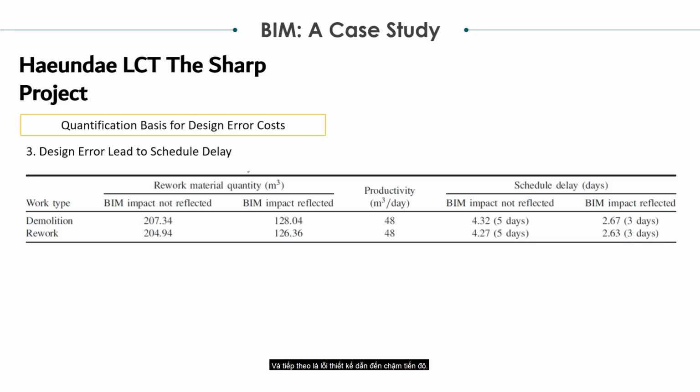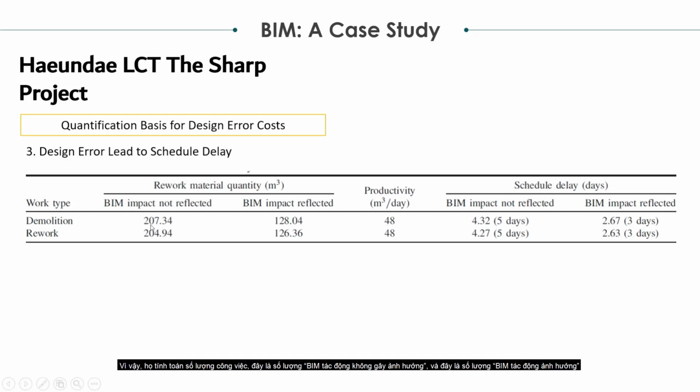And the next is the design error that leads to schedule delay. In here, they divide it into two types, which are beam impact not reflected and beam impact reflected. Beam impact not reflected means that we can find that error even without using BIM. But in beam impact reflected, the error can only be found if we use BIM.